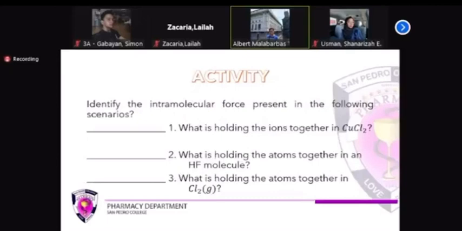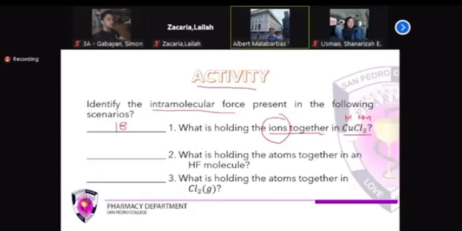Okay? Sige. Let's have an activity. Di siya legit ha. Okay, so ang question here is that identify the intramolecular force present in the following. So, first one, what is holding the ions together in your cupric chloride? So, obvious naman siya from the name itself, ions. Tapos, ang compound itself, metal, non-metal ito. So, therefore, this is an example of an ionic bond.